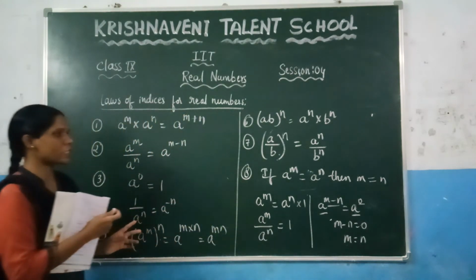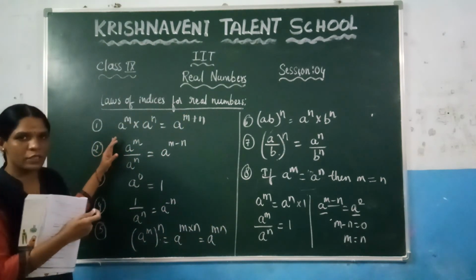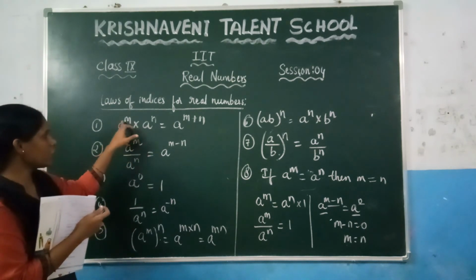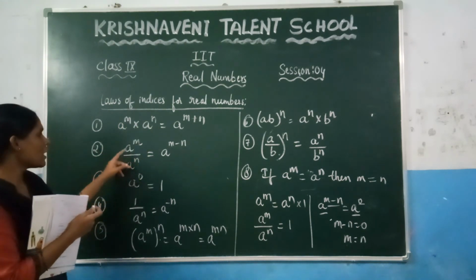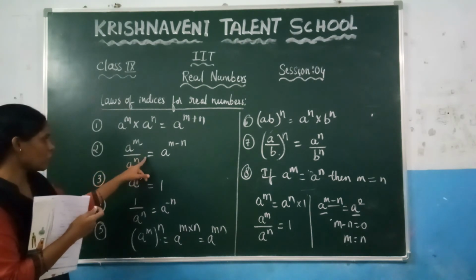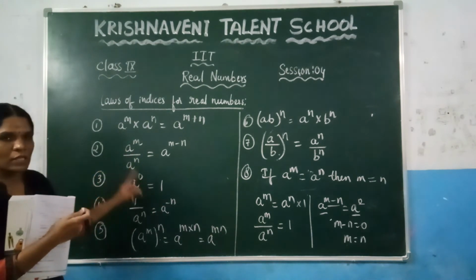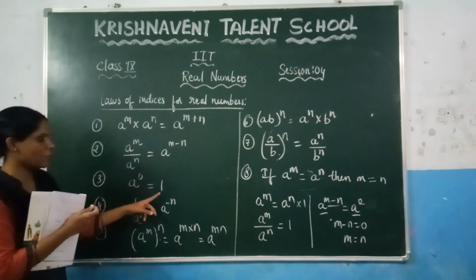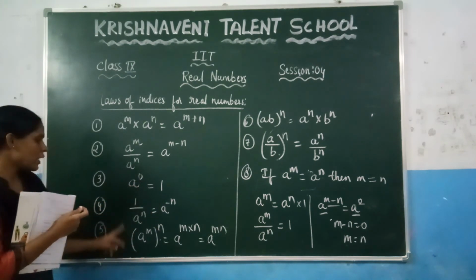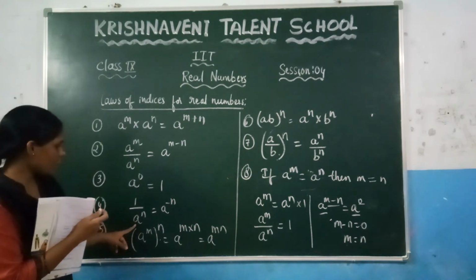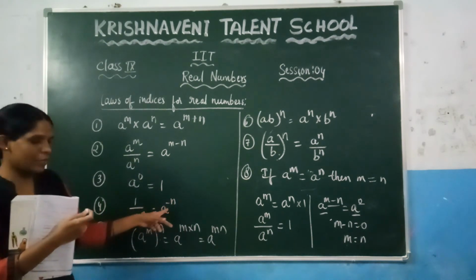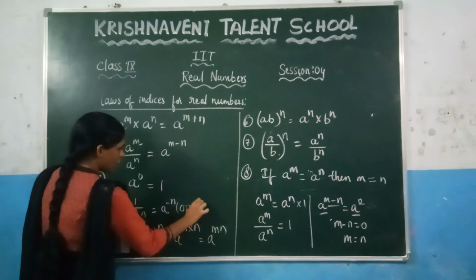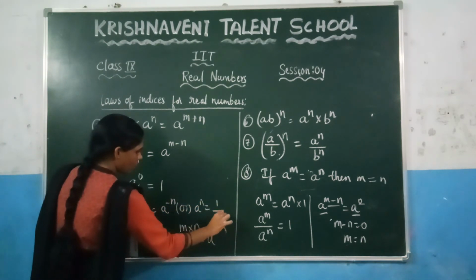These are the laws of exponents. What are the laws of exponents we have discussed? If the bases are the same and you are multiplying, you need to add the powers. This is the first one. And if the bases are the same and you are dividing, you need to subtract their powers. And the next one, the base can be any value. If the power is 0, that value will always be equal to 1. And the next one, 1 by a power n is always equal to a power minus n. And similarly, you can state it as a power n is equal to 1 by a power minus n.